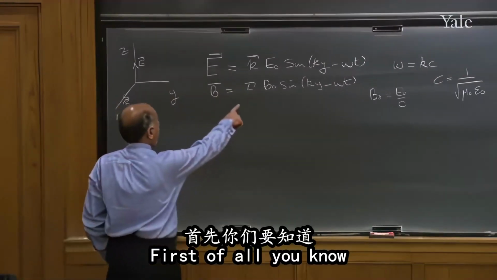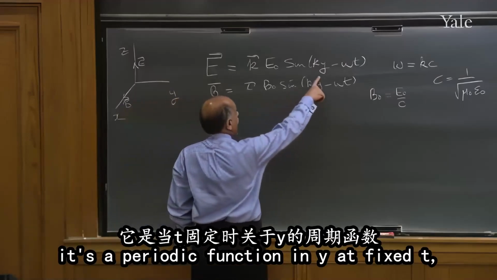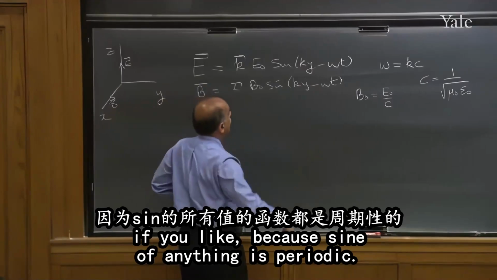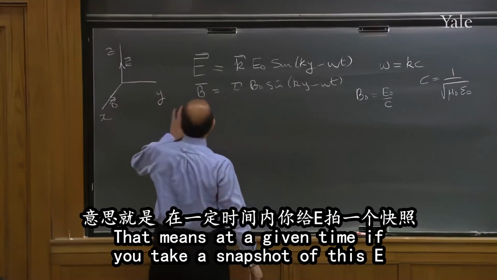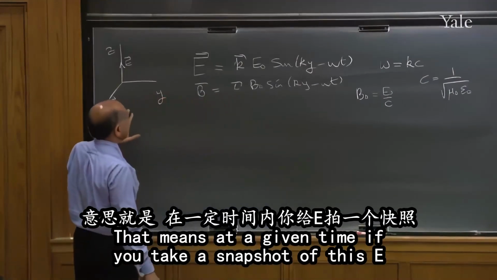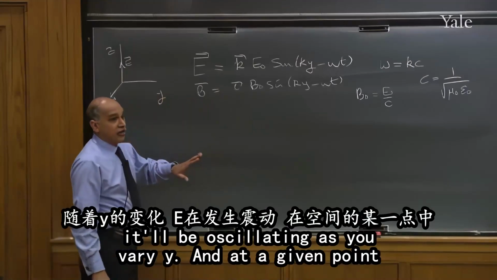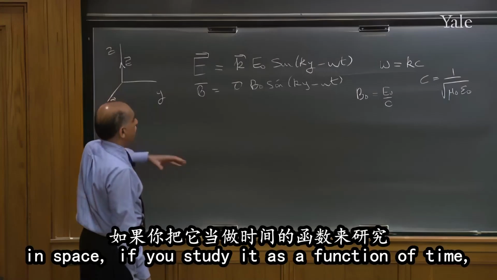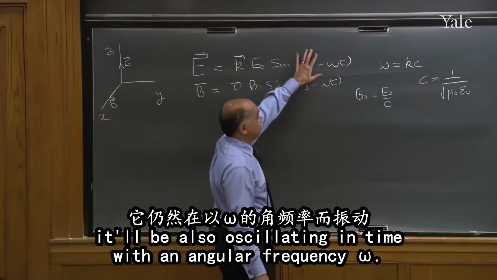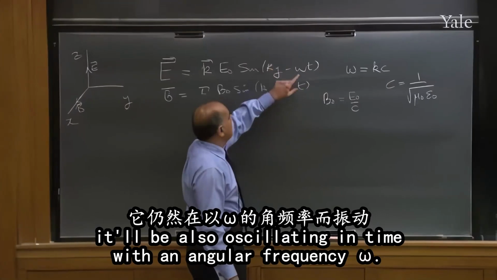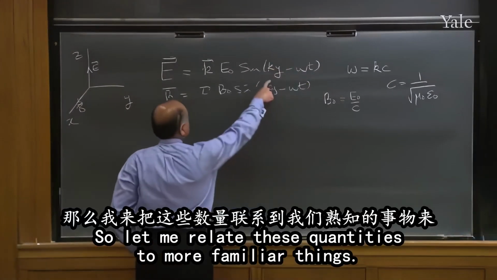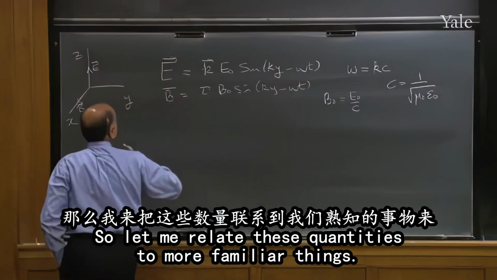First of all, you know it's a periodic function in y at fixed t, because sine of anything is periodic. That means at a given time, if you take a snapshot of this E, it will be oscillating as you vary y. And at a given point in space, if you study it as a function of time, it will also be oscillating in time with angular frequency omega. So let me relate these quantities to more familiar things.